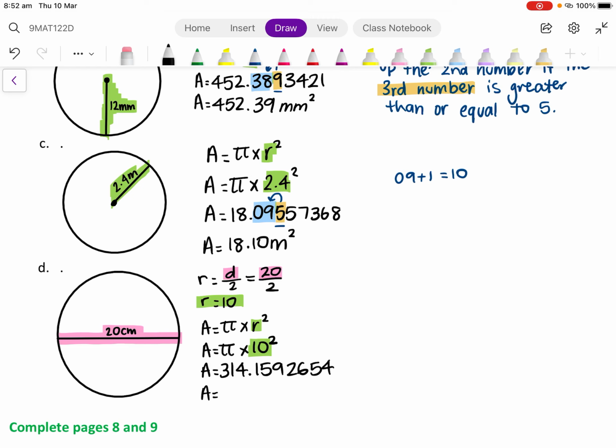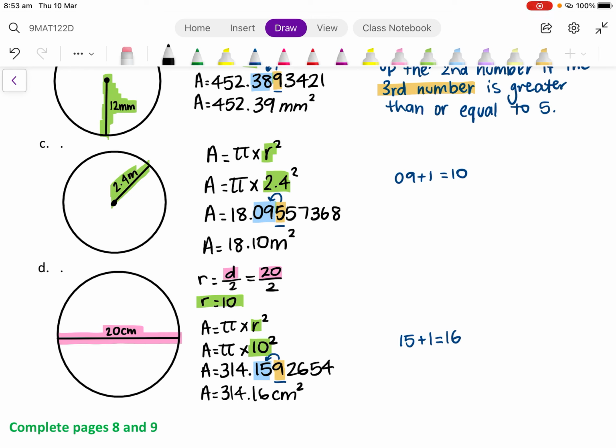When we put that into our calculator, we get 314.1592654. Now to round to 2 decimal places, we highlight the two numbers that are after our decimal point, and then we highlight our third number to see whether that is greater than or equal to 5, and it is, so we are rounding up. So to round up, we go 15 plus 1, which equals 16. So our answer will be 314.16. This is measured in centimetres, and we have to square them.